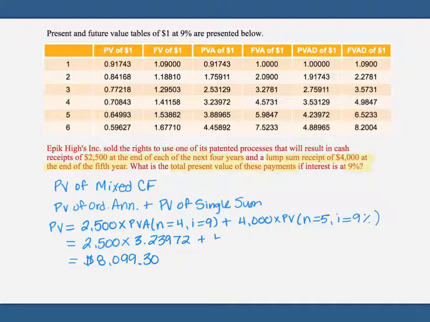Next, you take the $4,000 lump sum, multiply it by the present value of $1 when n equals 5, and 9% interest. It's going to be 0.64993. And that's going to equal $2,599.72. So if you add those together, we will get our final answer, the total present value of these payments, and it's going to be $10,699.02.